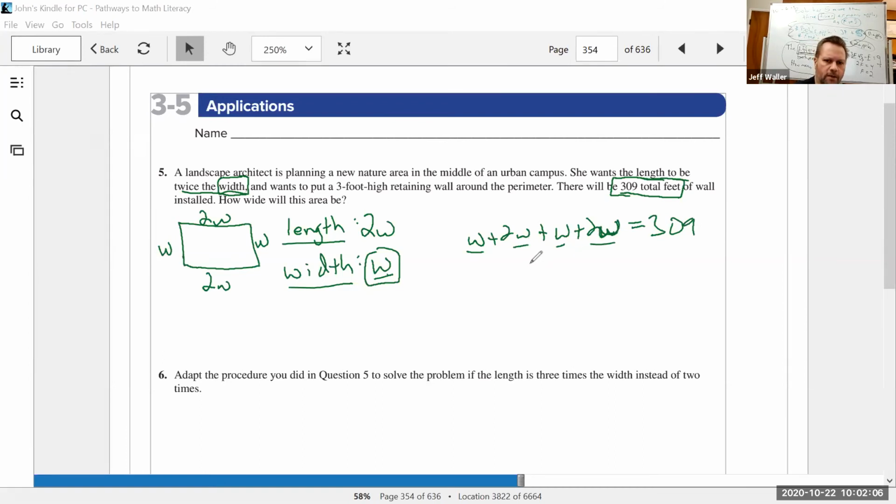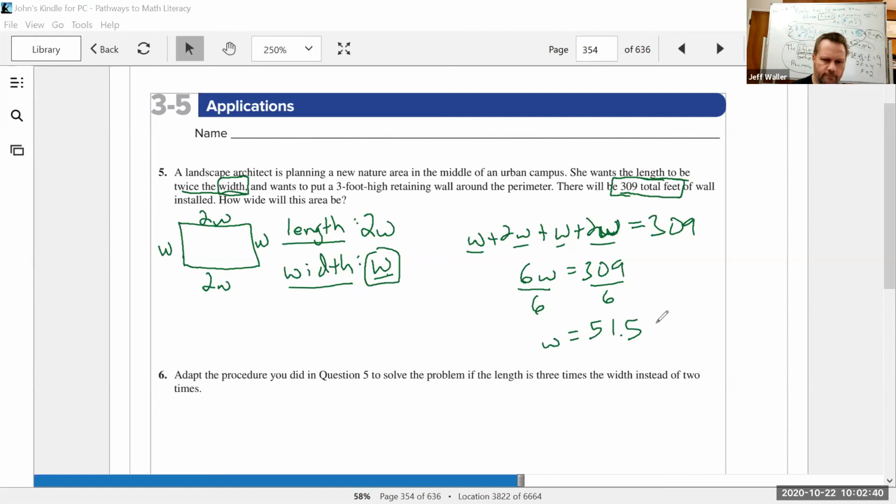3W, 6W. It's not going to go in evenly, but too bad for us. It's not going to be that bad. 51.5. 51.5 what?